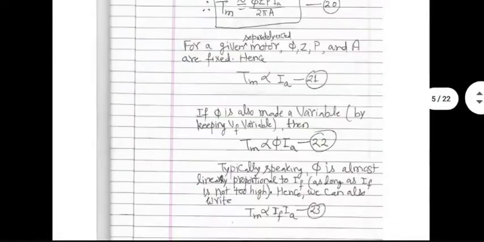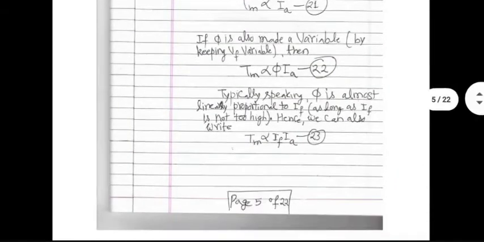And IF, as long as the terminal voltage doesn't change, IF is a constant, right? And if IF is constant, phi would be constant. So it's very easy to see that torque in this case is proportional to IA. Exactly like what we saw in case of a separately excited motor. You can verify it yourself.